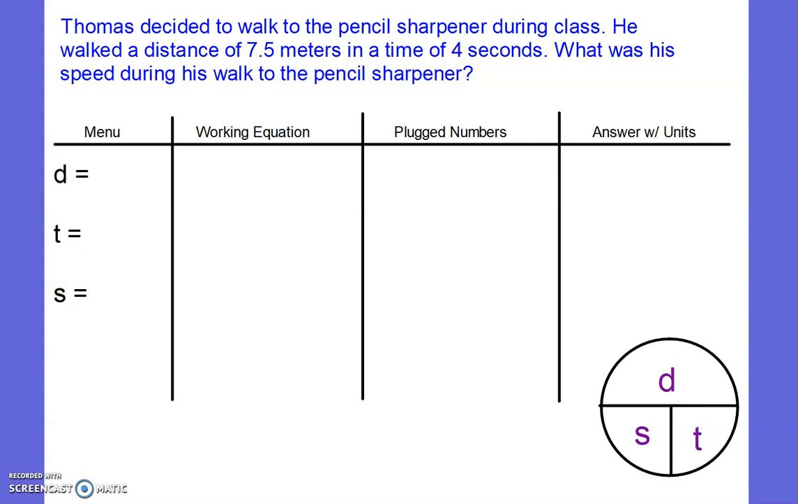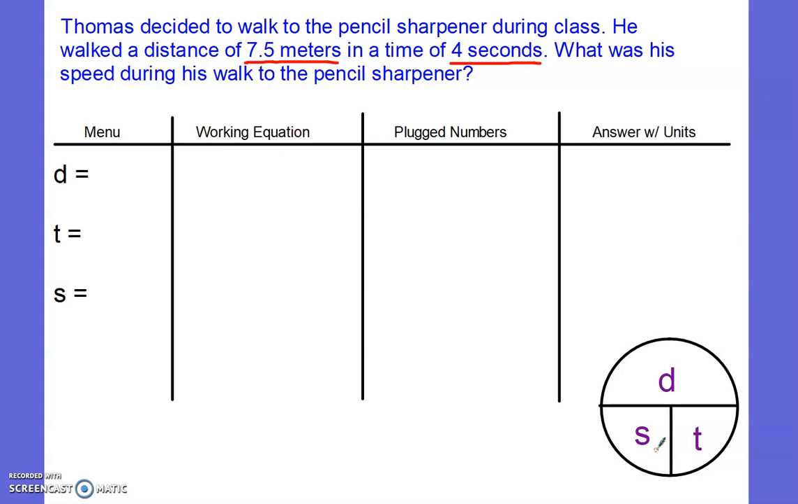Now, the first thing we're going to do whenever we solve problems, we always have to show our work. And so the first thing we're going to write down is what letter each number represents. I see two numbers, 7.5 and 4. Now, the letters in my formula are D, S, and T. We want to know what letter 7.5 represents and what letter 4 represents.